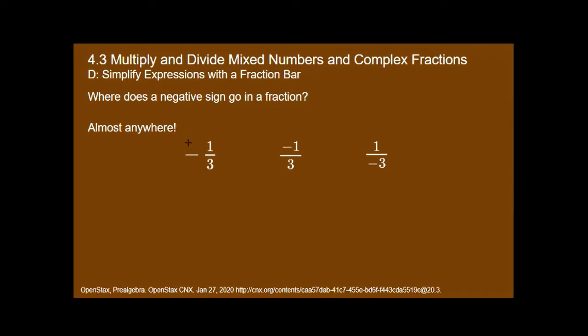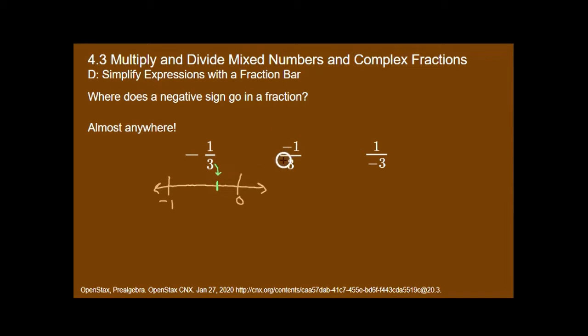Notice in this first one, the negative sign is out in front of the fraction, right in the middle, on the same level as the fraction bar. And that is equal to negative 1/3. So on the number line, if we had 0 and negative 1, negative 1/3 would be approximately here. So that's where that would go.